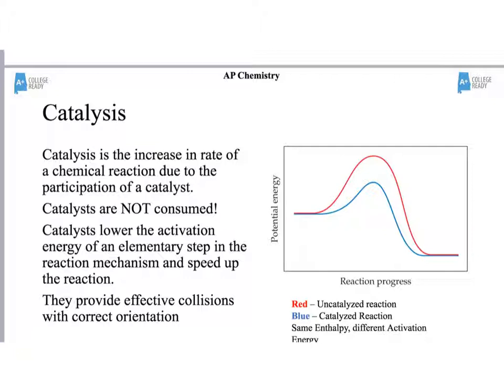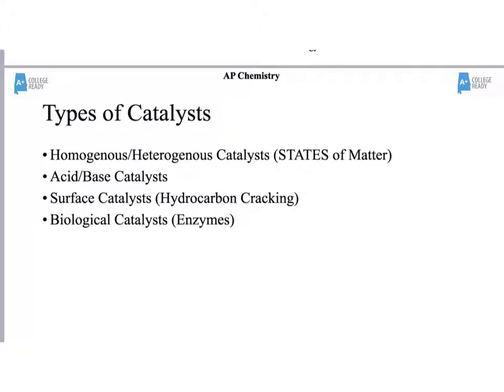How do they do this? They provide effective collisions with the correct orientation. So we don't need as many collisions because they make sure that your collisions are effective. All right. Types of catalysts. A lot of times they'll ask you about homogeneous versus heterogeneous catalysts. That's about states of matter. Homogeneous means the catalyst is the same state of matter as the reactants. Heterogeneous means they're different.